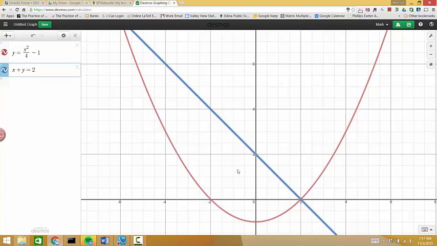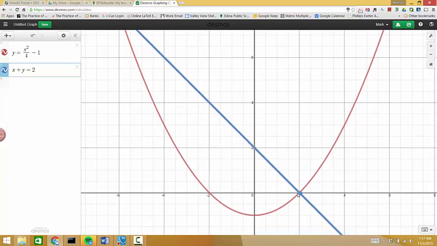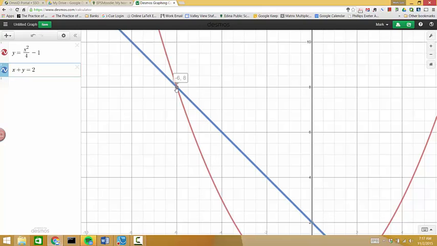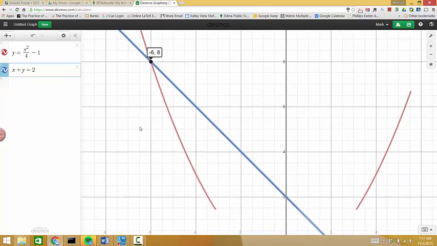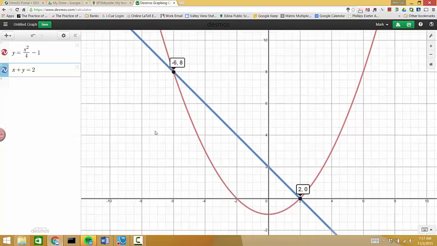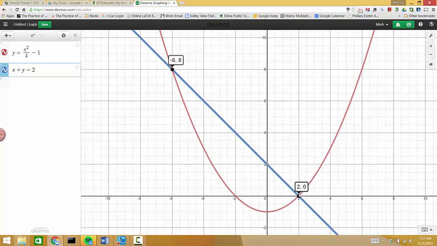Okay. Now you'll notice that when you do that, if you just click right on where the points intersect, remember you can pull or zoom out also, it will actually bring up where those points are. So I'm going to zoom out a little bit so we can see them both. And you'll notice that the 2 points are 2, 0 and -6, 8. So we can easily find those two values by graphing it using Desmos as well.